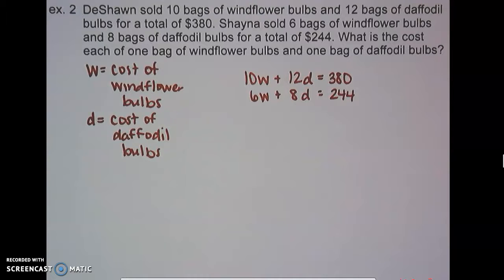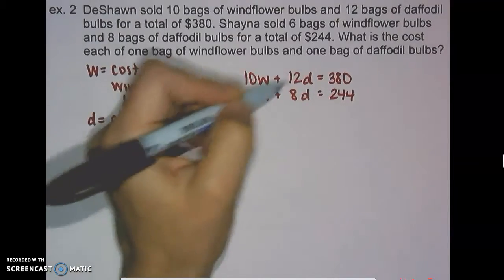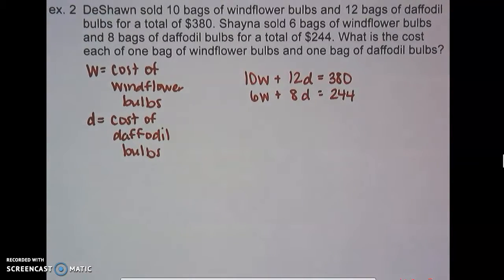Now, what was it set up for? Substitution, elimination, graphing, not really so easy with this. You could if you wanted. Not my suggestion, but you could. So here, these are all lined up, so we're ready for elimination. And we have to decide if we want to eliminate the W's or the D's.